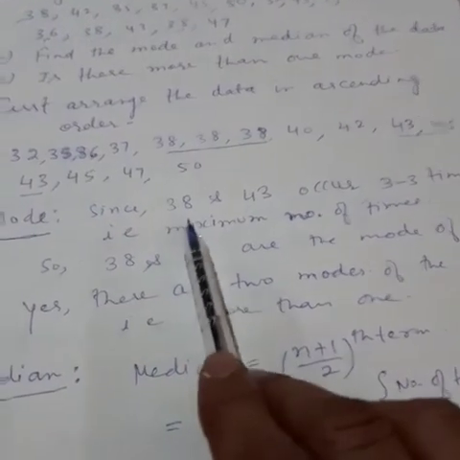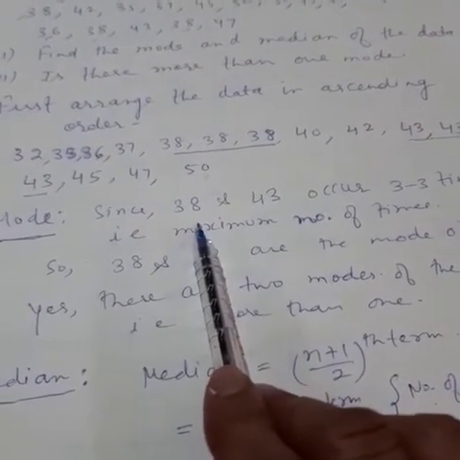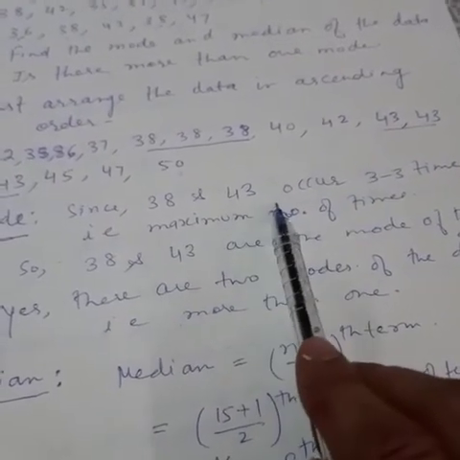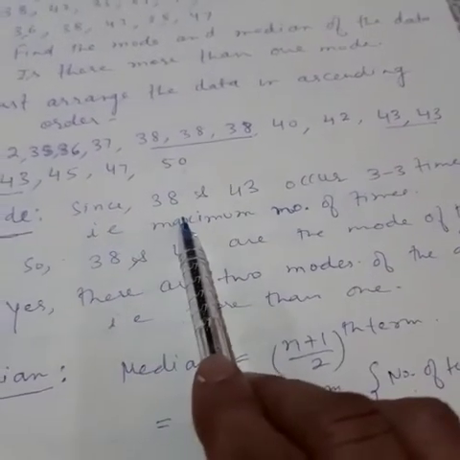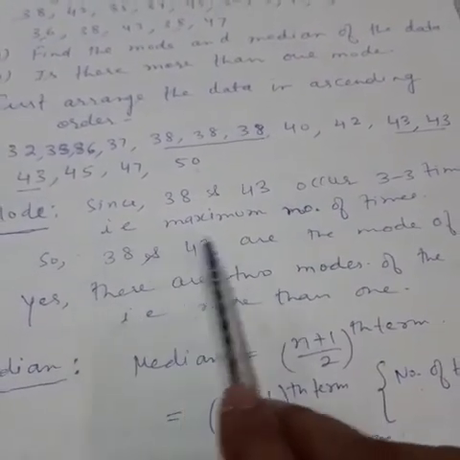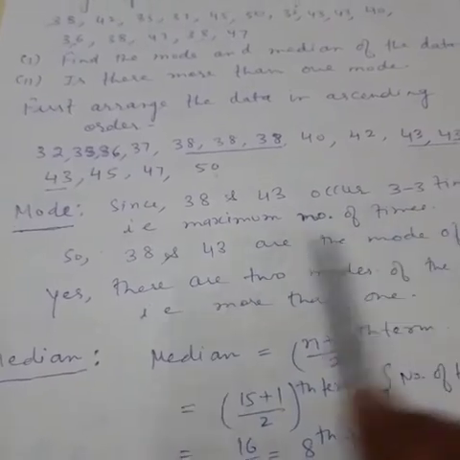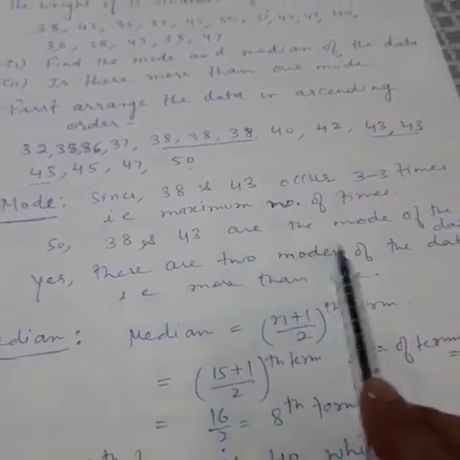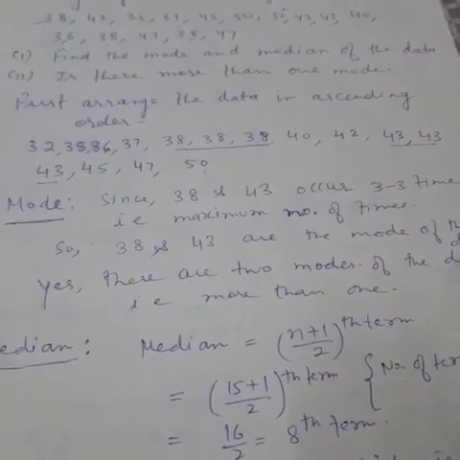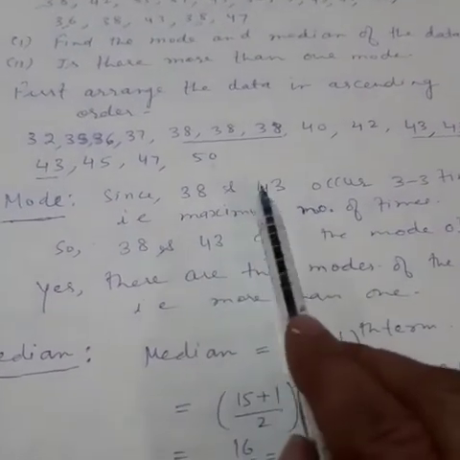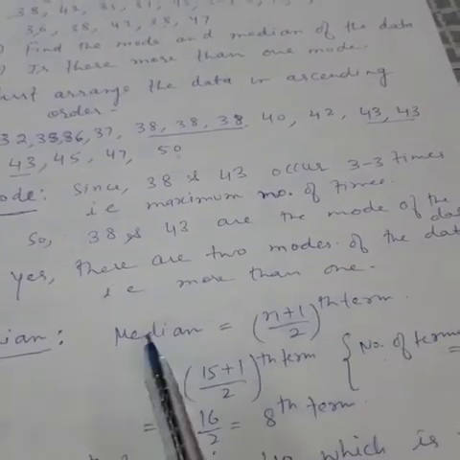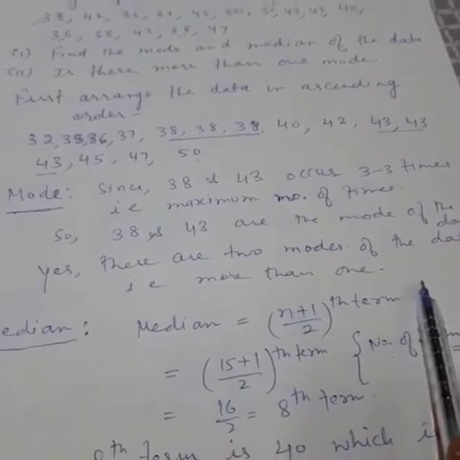Now one may say 38 is the mode of the data, and another student will say 43 is the mode of the data, but 38 and 43 both occur 3 times, which is the maximum number of times. So 38 and 43 are the modes of the data, children. So what we can observe is that there can be more than one mode. Yes, there are two modes of the data.